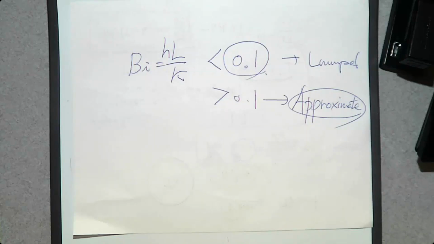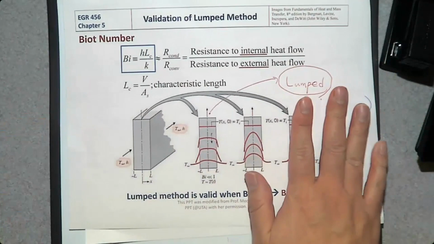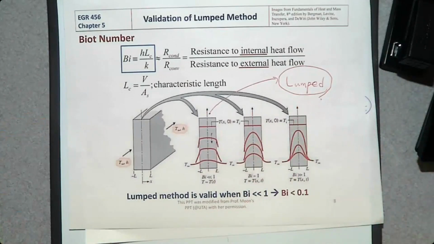I have a slide to show that. I just cannot find it right here. So internal heat flow, that's conduction. The conduction resistance is small. In other words, Biot number is small. You can neglect temperature gradient in the solid. That is the bottom line to use lumped system. Make sense? Okay.